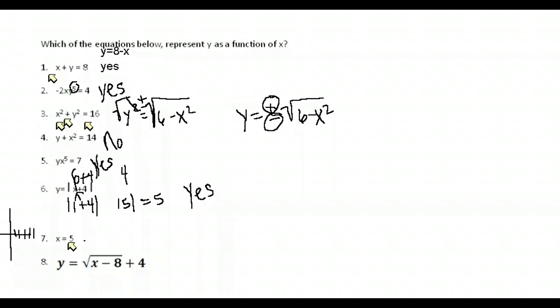Recall its graph would be a vertical line where x is 5. And notice I'm touching all kinds of points if I draw a vertical line there. This one is a no. Anytime you have x equals a number, it's not a function. Y equals a number is okay. X equals a number is not okay because you're repeating the same x over and over again for different y's.